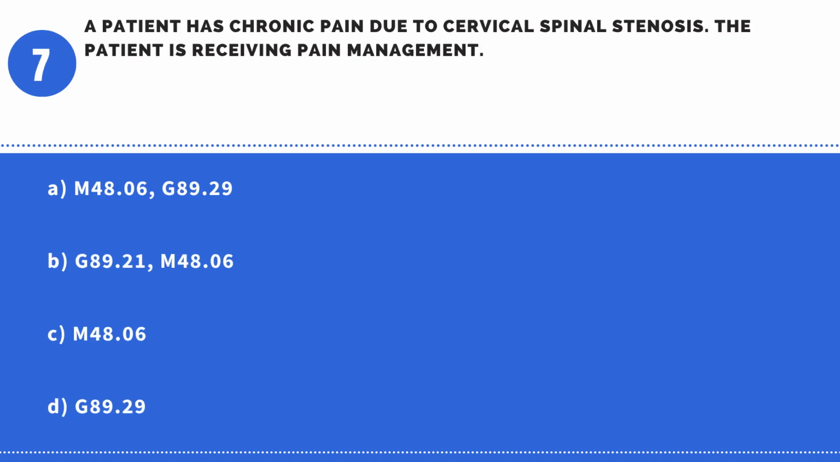Question 7. A patient has chronic pain due to cervical spinal stenosis. The patient is receiving pain management. A. M48.06, G89.29. B. G89.21, M48.06. C. M48.06. D. G89.29.